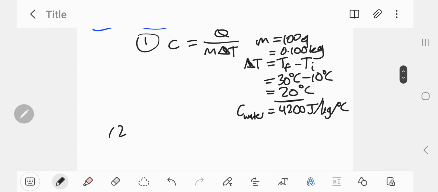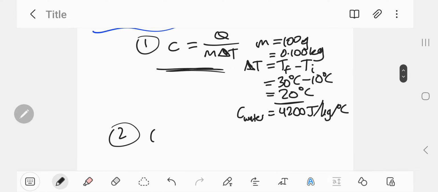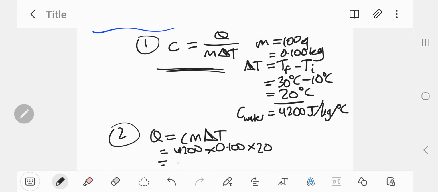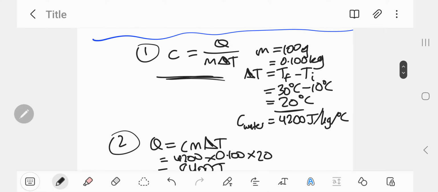So we need to rearrange the formula in this part here. So Q is just C m delta T. Let's plug in C, 4,200 times M, 0.100 times 20. If you do all that, you'll get an answer of 8,400 joules. Okay, so that's how you do it.